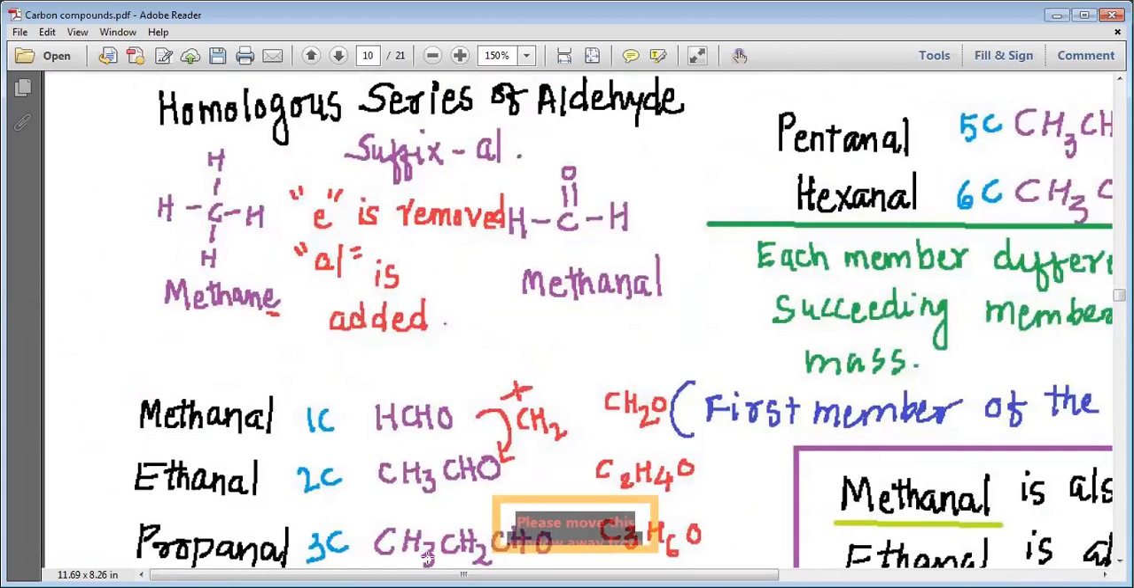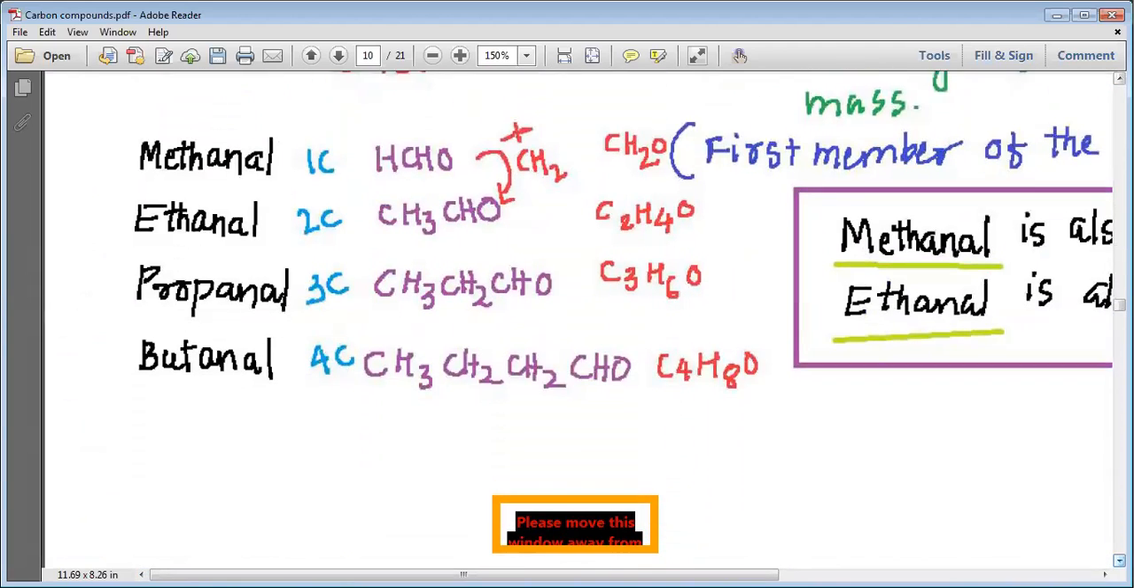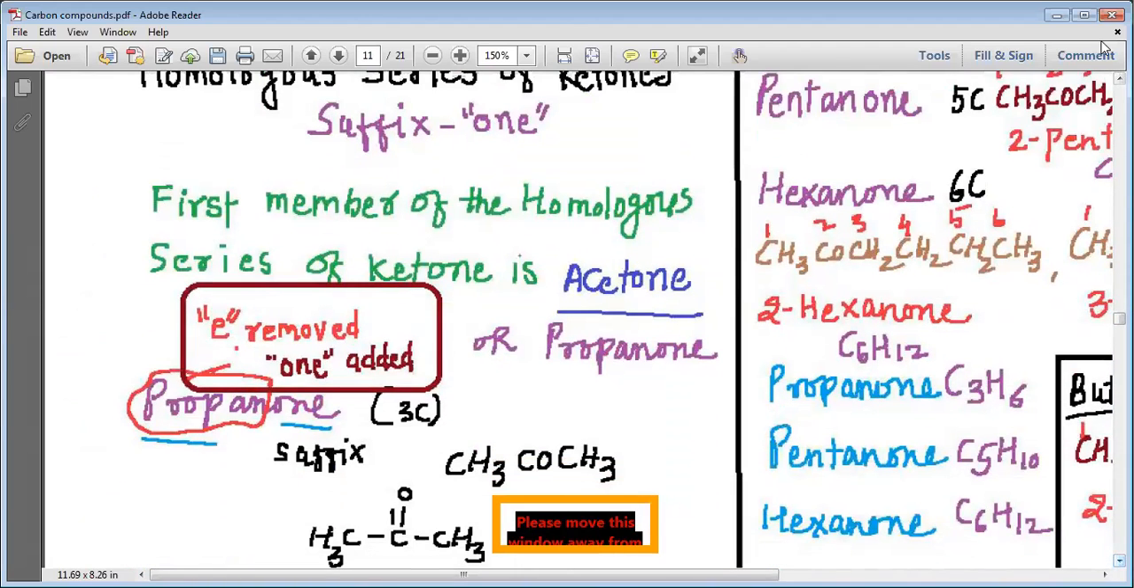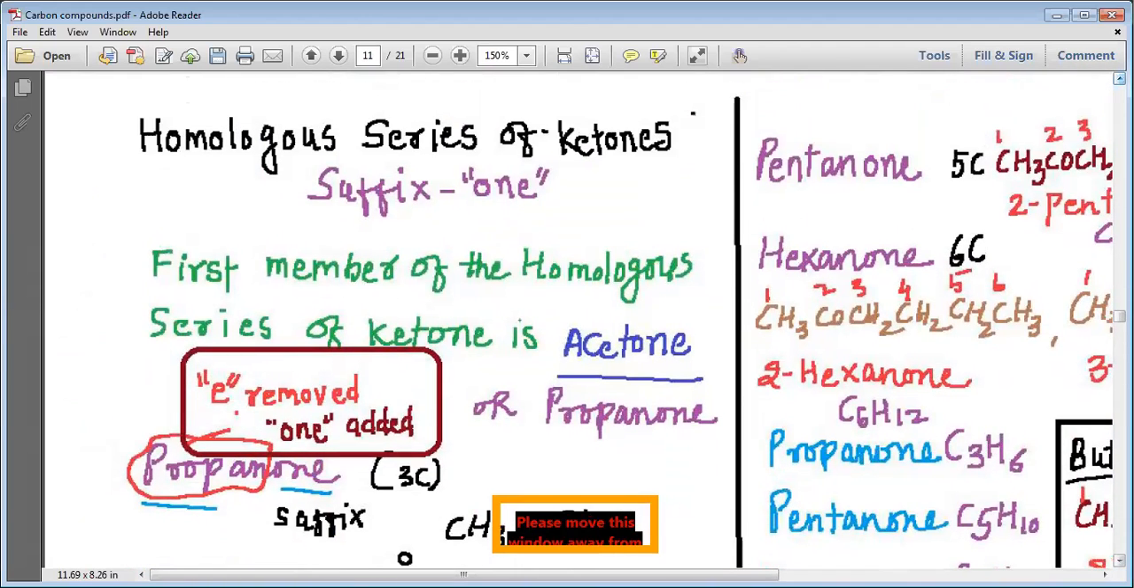So, my dear students, we have studied about the homologous series of aldehydes. Now let's move and study the homologous series of ketones. Let us study about the homologous series of ketones.